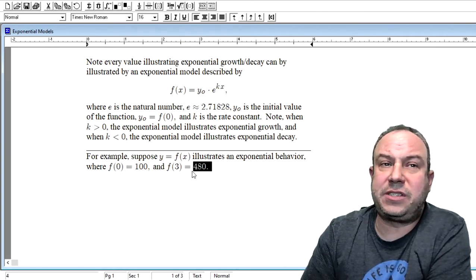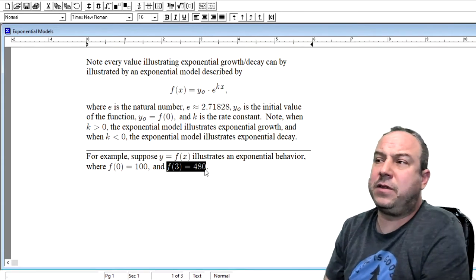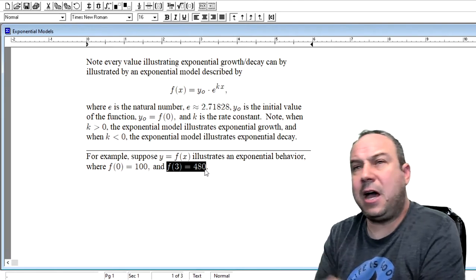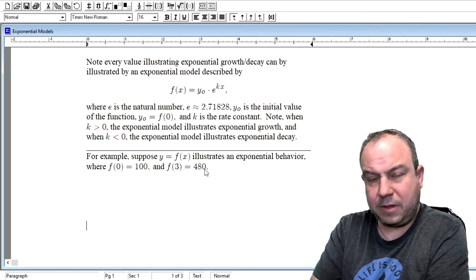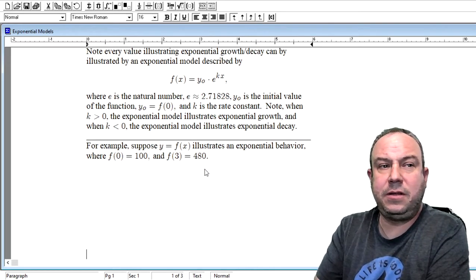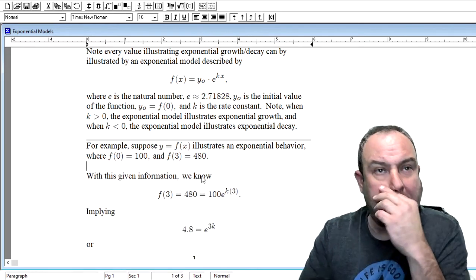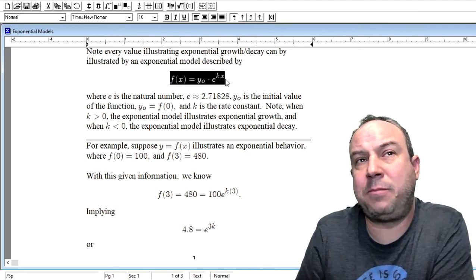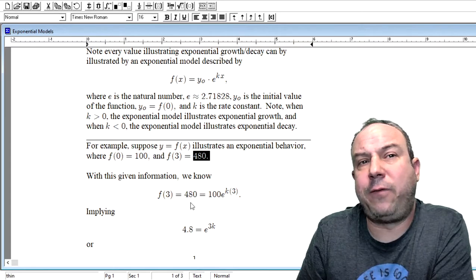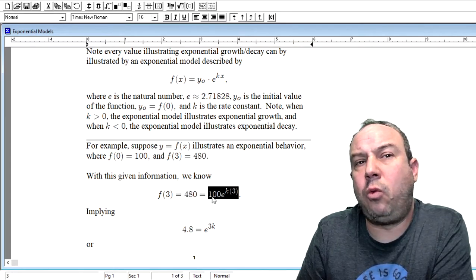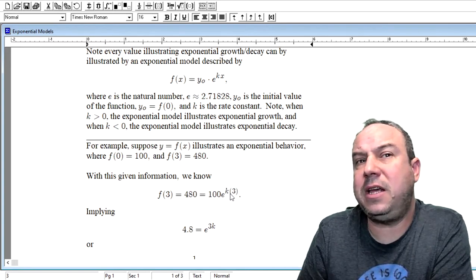What we're going to use is this piece of information, the fact that f at 3 is equal to 480 in value for this model, to actually help us find that value for k. If we take note of the given information and start to prepare this model, we know f at 3, which is going to equal 480, must equal 100 times e raised to the power of k times 3.